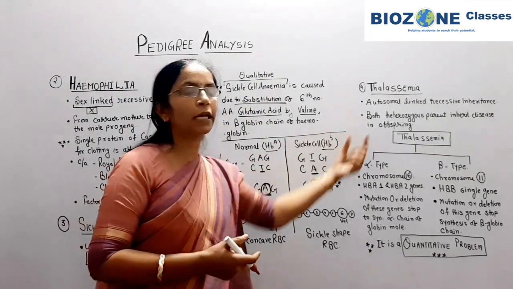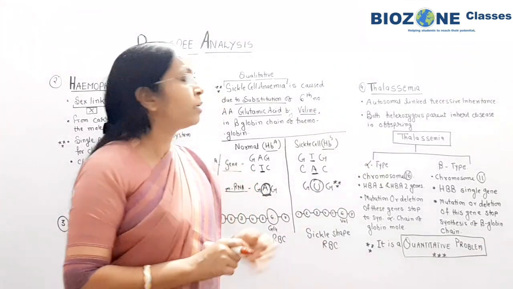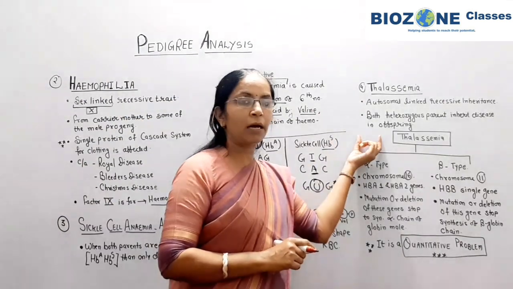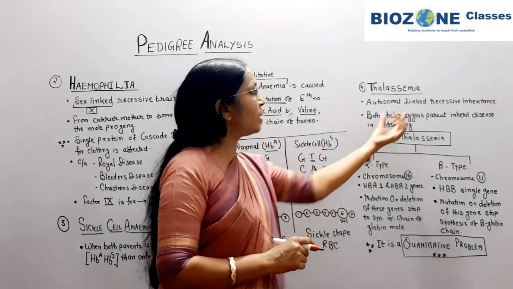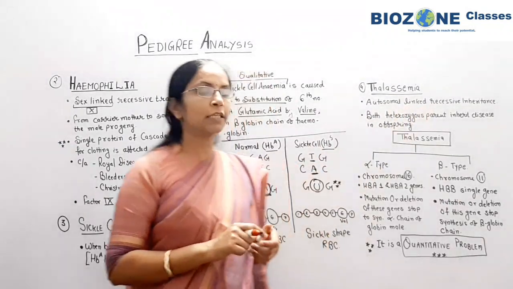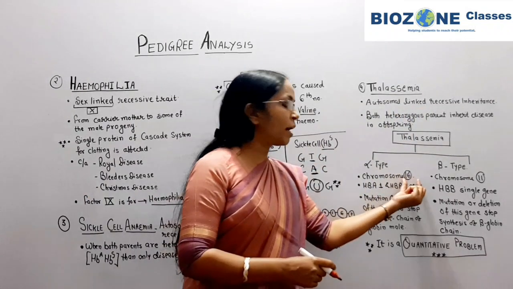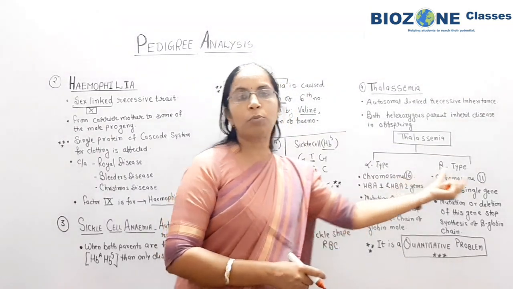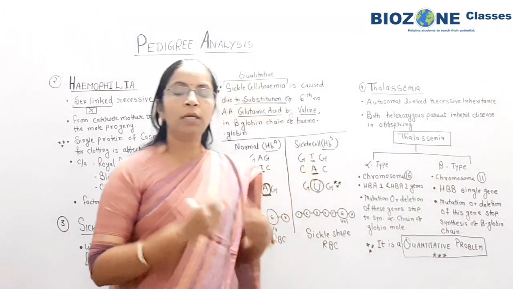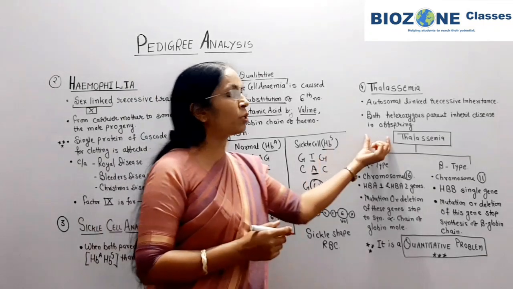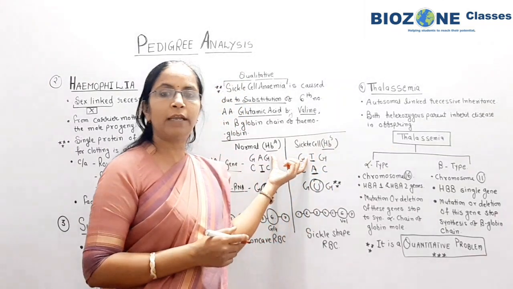Now we come towards the second autosomal recessive trait, that is thalassemia. Thalassemia, you remember, is again an autosomal linked recessive disease because it is caused by mutation in the 16th chromosome or in the 11th chromosome. In thalassemia, remember how thalassemia differs from sickle cell anemia.